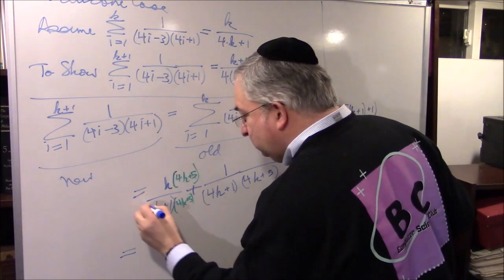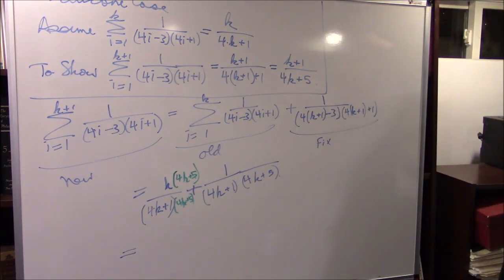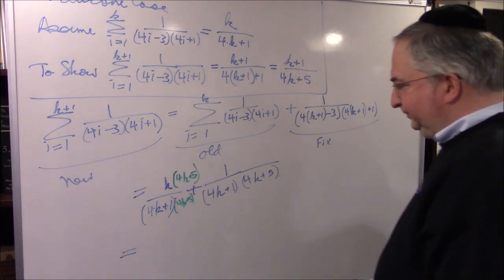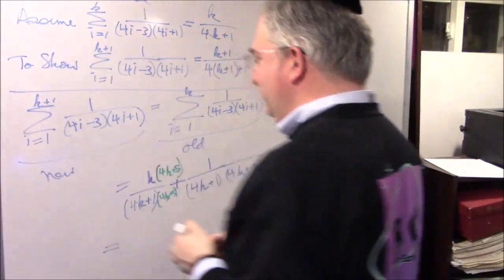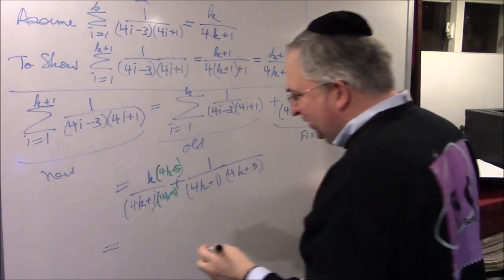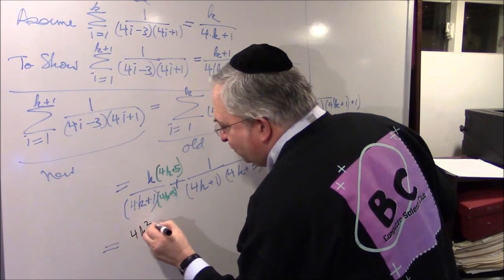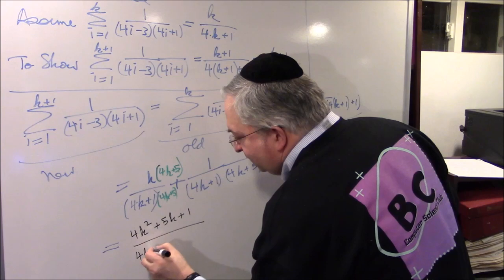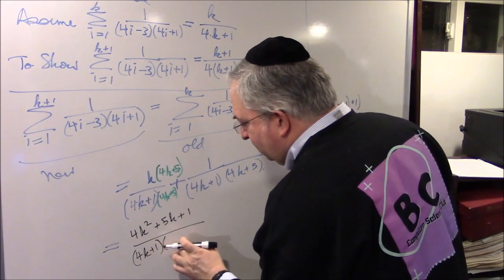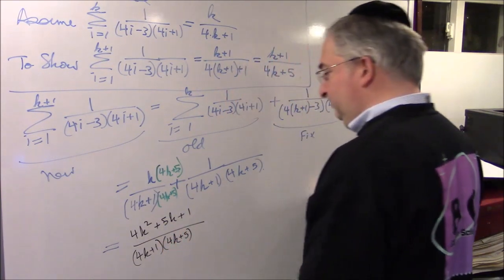Oh, don't forget that. Okay, I tried to see if maybe we can fix it a little bit better, easier, but it's not going to go easier, but I got a new pen. So let's do this. So this becomes 4k squared plus 5k plus 1 divided by (4k plus 1) times (4k plus 5). Okay, that's good.